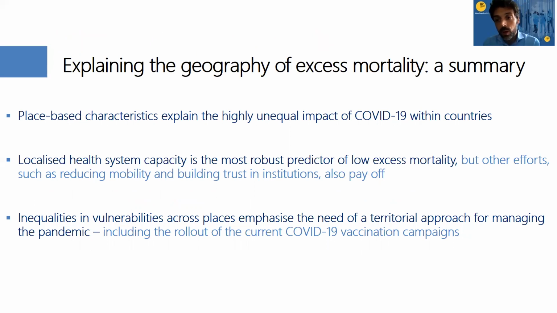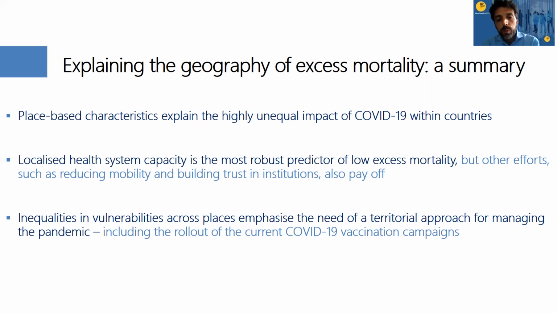So, to summarize this analysis, in which we wanted to explain the geography of excess mortality, we know that place-based characteristics overall explain, at least in part, the highly unequal impact of COVID-19 within countries. Localized health system capacity, but also population density, are the most robust predictors of excess mortality. Population density in negative terms, of course, but there are other important aspects, from air pollution to trust in government or reducing mobility.